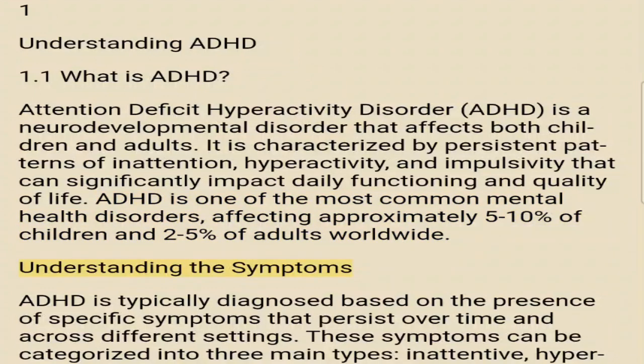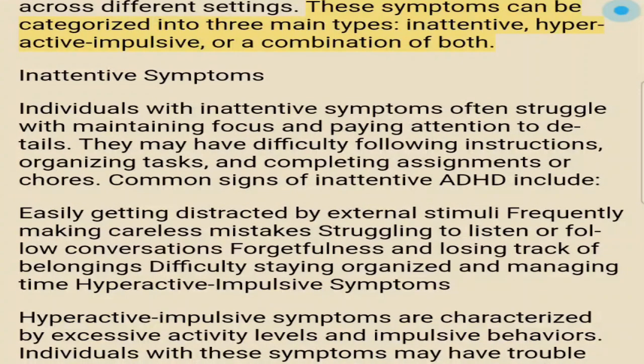Understanding the symptoms. ADHD is typically diagnosed based on the presence of specific symptoms that persist over time and across different settings. These symptoms can be categorized into three main types: inattentive, hyperactive impulsive, or a combination of both. Inattentive symptoms. Individuals with inattentive symptoms often struggle with maintaining focus and paying attention to details. They may have difficulty following instructions, organizing tasks, and completing assignments or chores.